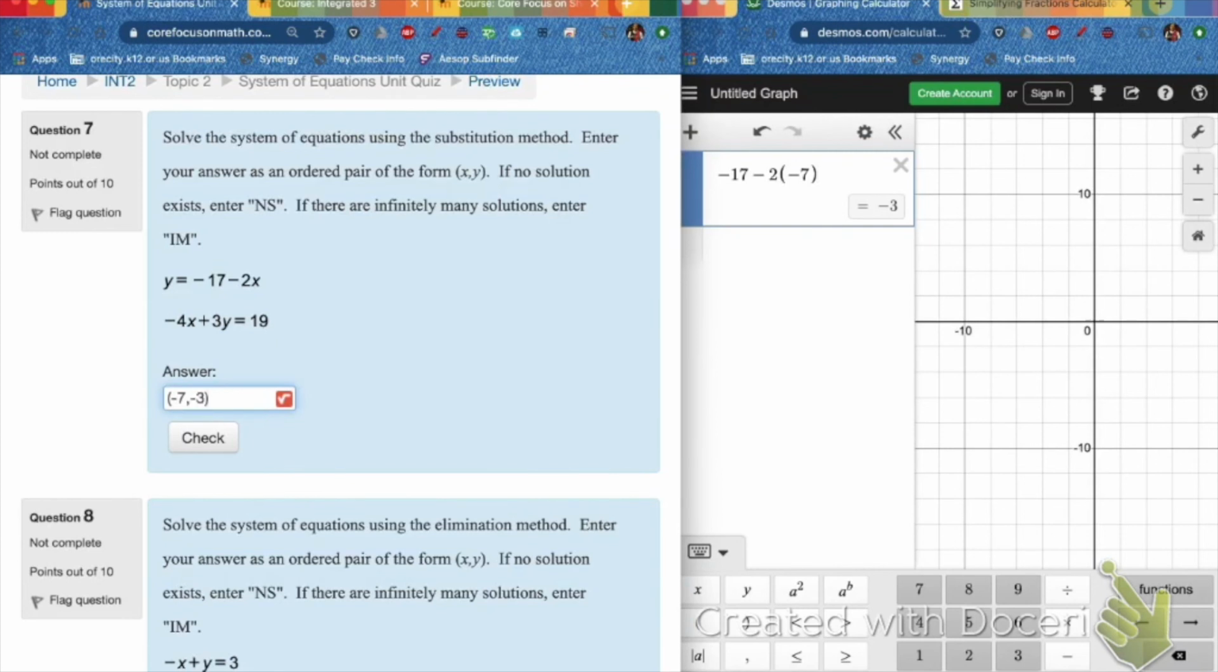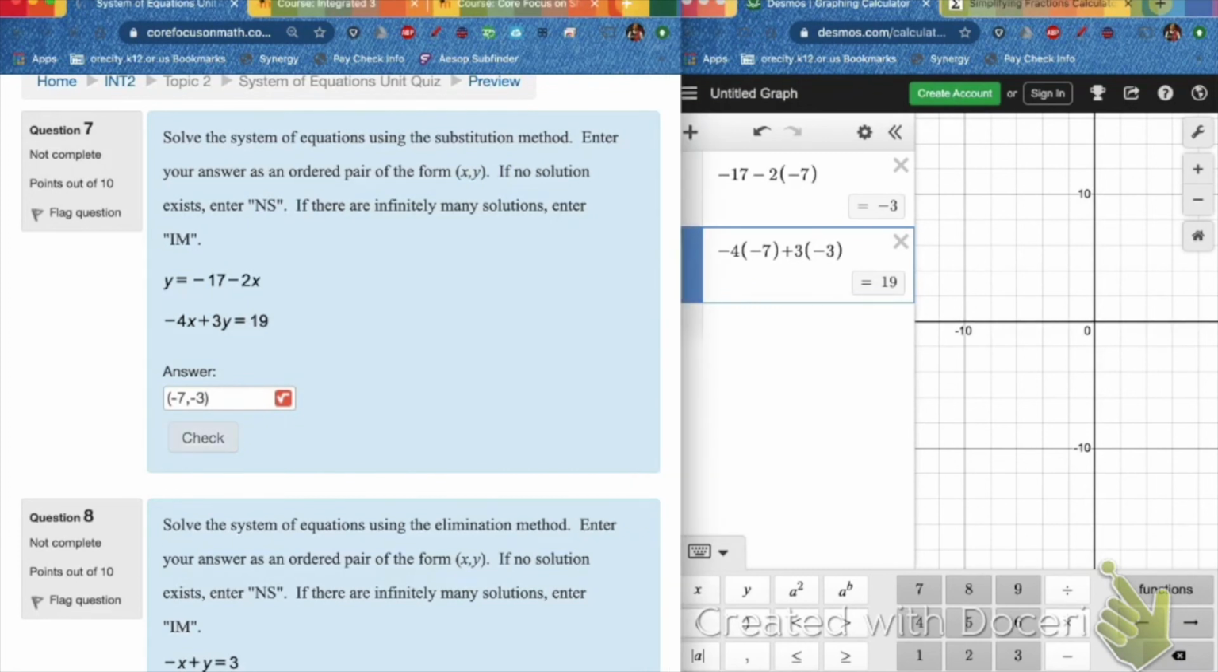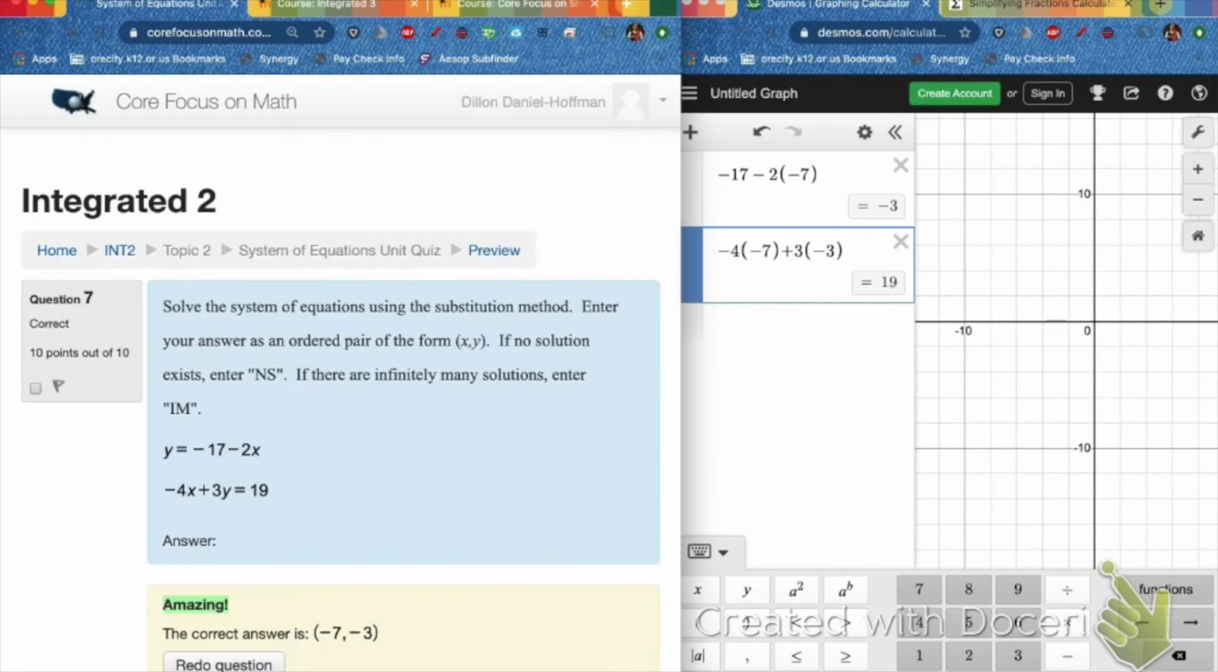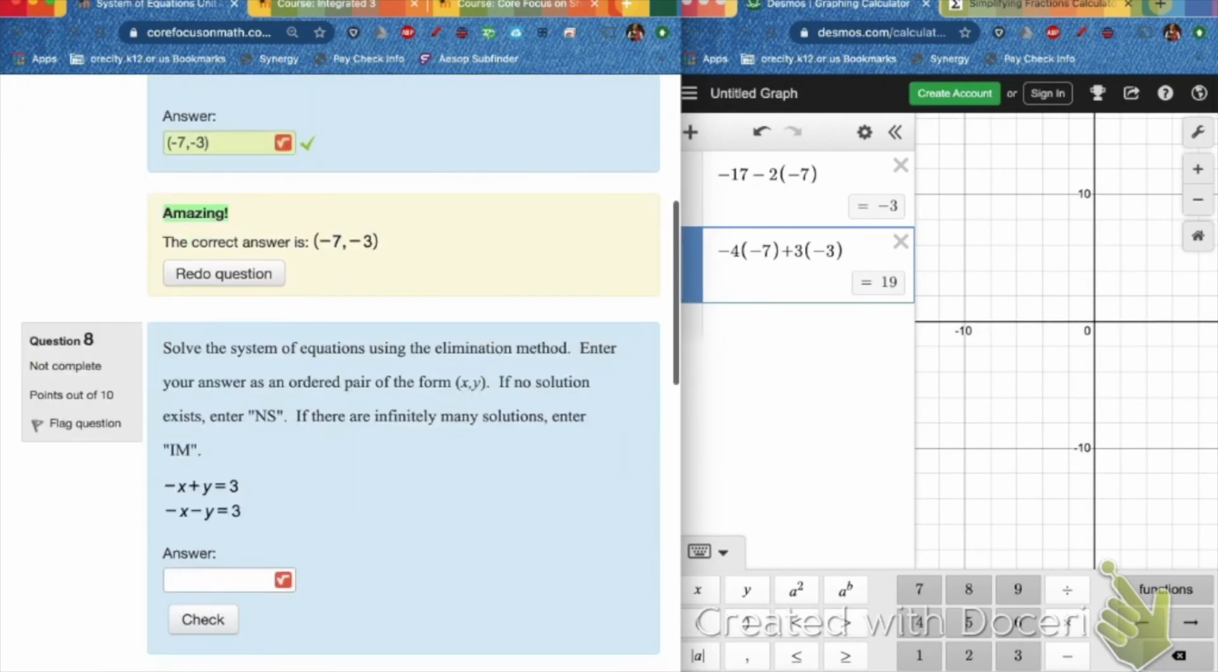And let me just check this here. All right, so does negative 3 equal negative 17 minus 2x? Yep, we just did that one. How about this one? Actually, let's just show you. Negative 4 times x plus 3 times y. We need that to equal 19, and it does. So, boom, we know we're right. Whether you had a calculator that's a graphing one, or whether you just had a little handheld one and you're at a desk, you could hit check, check, and know you got it right.